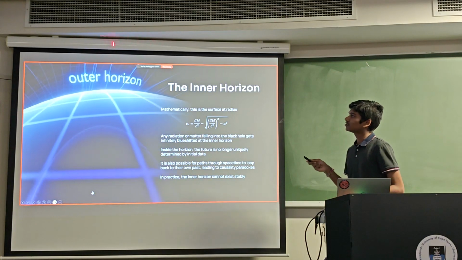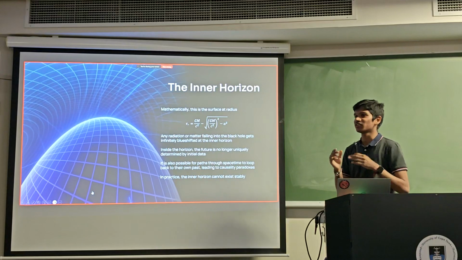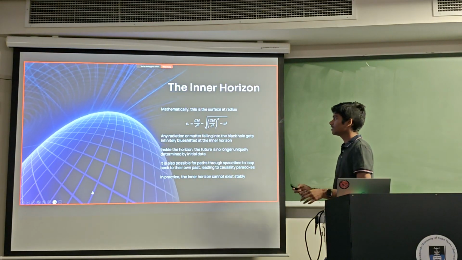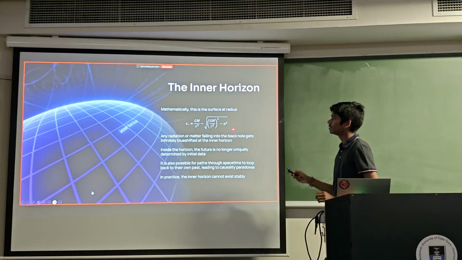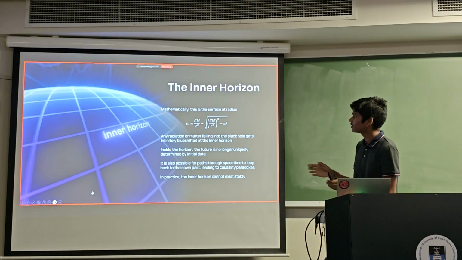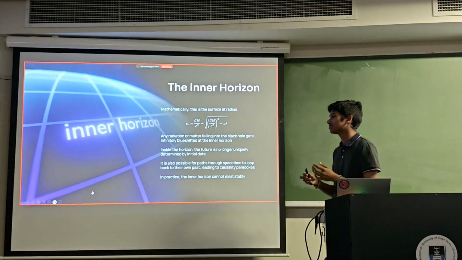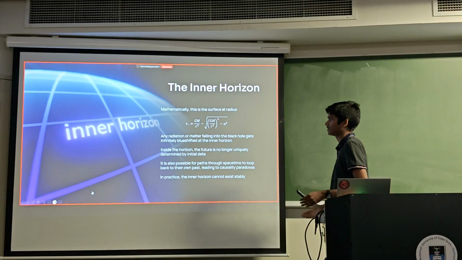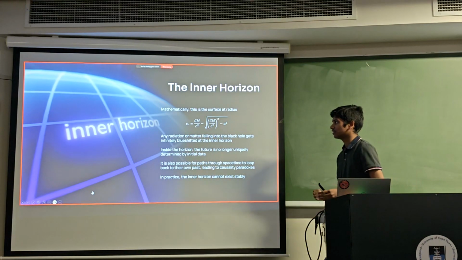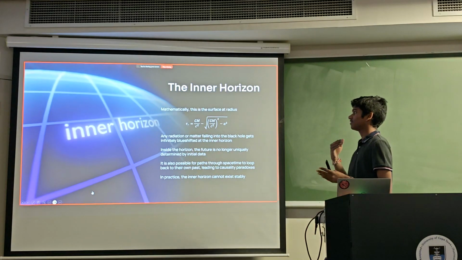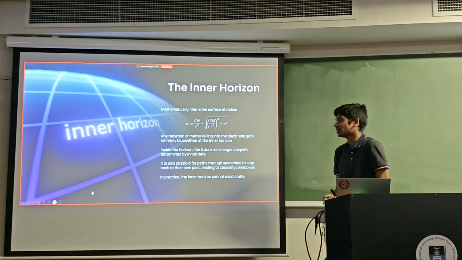Now, moving up from the outer horizon, we move to the inner horizon. The inner horizon is where things get really, really, really weird. Firstly, the value defining the inner horizon is this equation, and the only difference between the outer and inner horizon is the sign before the square root: it's a plus for the outer horizon, and it's a minus for the inner horizon. Inside the inner horizon, things get very weird, because any radiation or matter falling inside the black hole becomes infinitely blue shifted instead of red shifted.